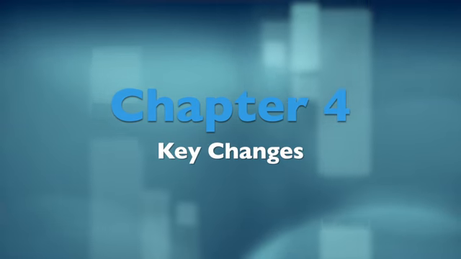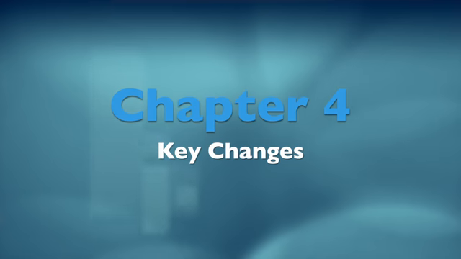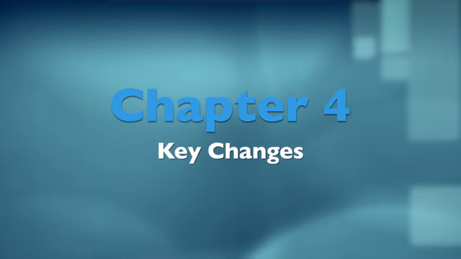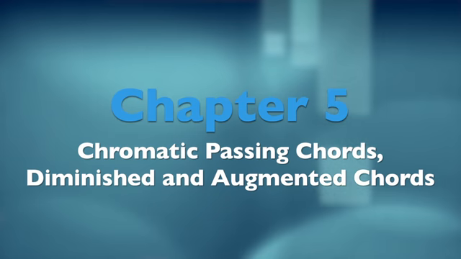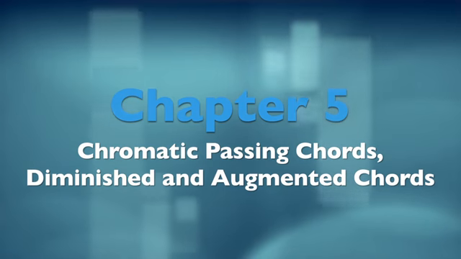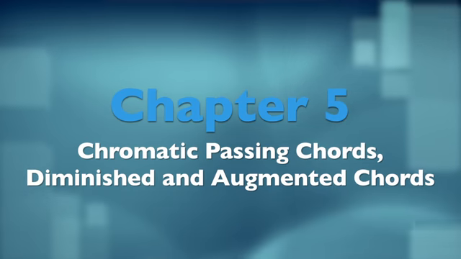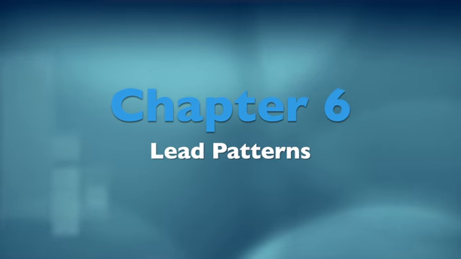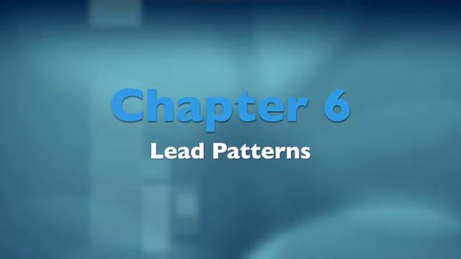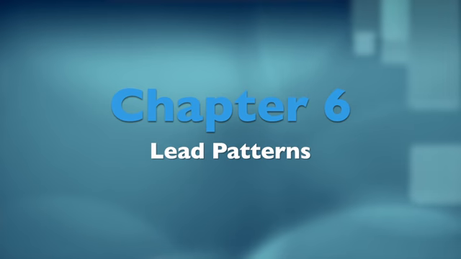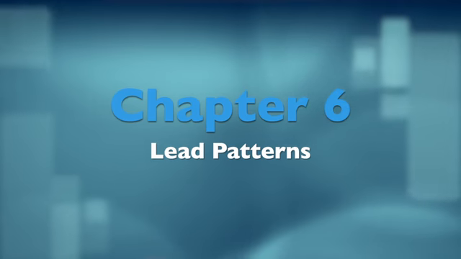Chapter 4 reveals the most common ways that songs change keys and combine scales, including modulations, borrowed chords, and modal interchange. Chapter 5 teaches how to fill the gaps between chords with chromatic passing chords, diminished chords, and augmented chords. Chapter 6 explores skills useful to lead guitarists. You learn how lead patterns can be used to narrow your focus to a few essential pentatonic positions.